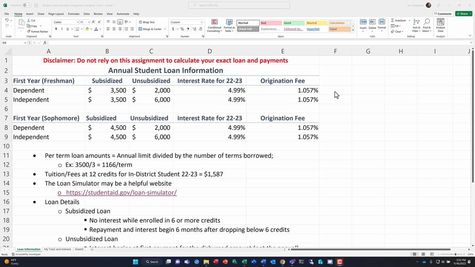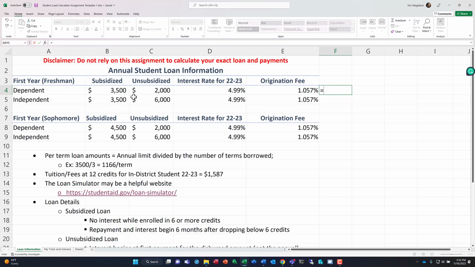Now, there's this origination fee. I'm going to cover this briefly, but we're not going to embed it into the assignment. It's just going to make things a little bit more complex. But an origination fee is basically this, as I understand it from the financial aid department. Let's say I'm a dependent. I take out $3,500 plus I take out the $2,000, okay? That's the total annual amount I can take. I actually will take this in 3 terms, as noted down here. The $3,500 divided by 3 terms, I take out $1,166 per term, okay?